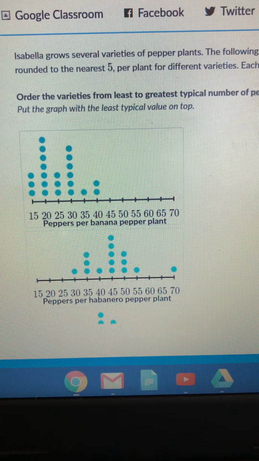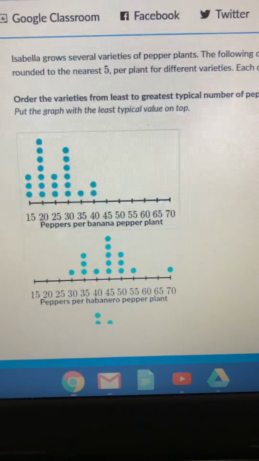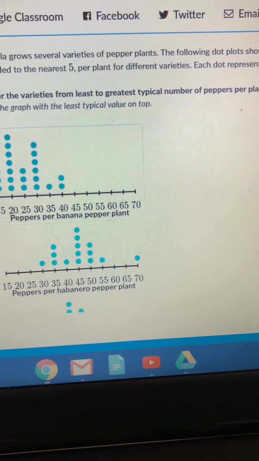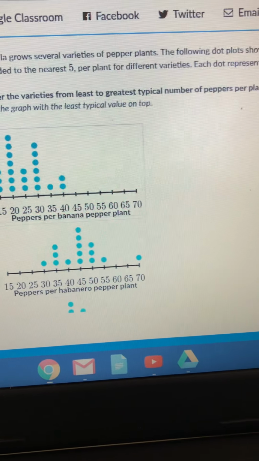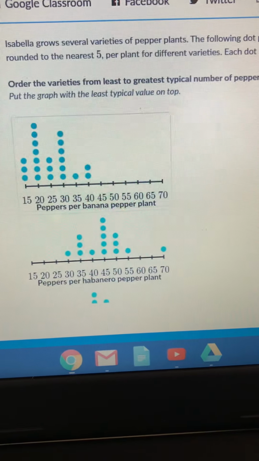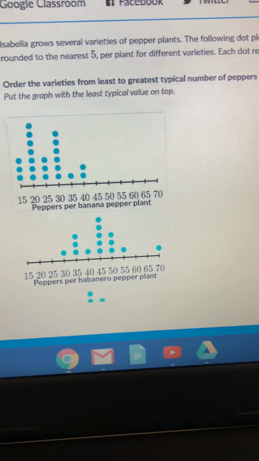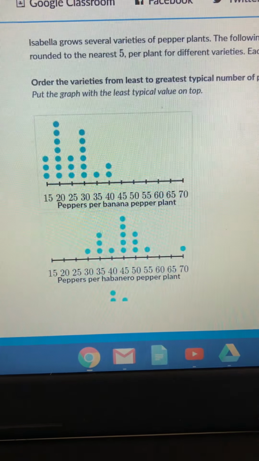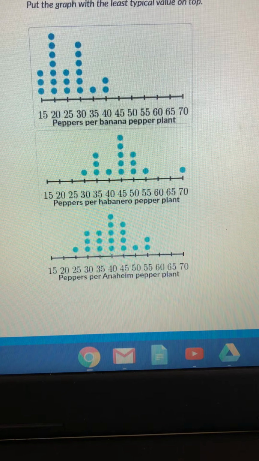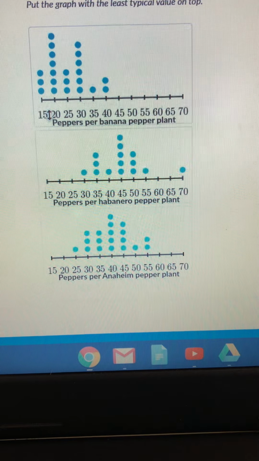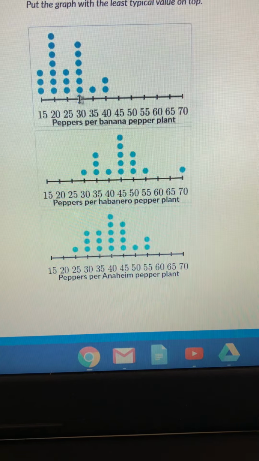So Isabella grows several varieties of pepper plants. The following dot plot shows the number of peppers rounded to the nearest 5 per plant for different varieties. Each dot represents a different plant. Order the varieties from least to greatest typical number of peppers per plant. Okay, so again, the least values are farthest left. Least is left. So there's a bunch of dots over to the left here.